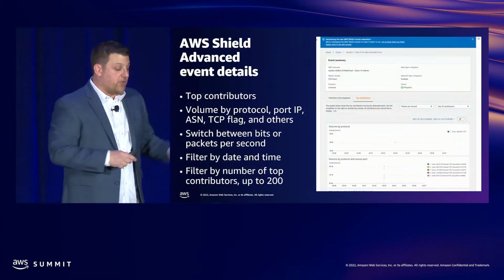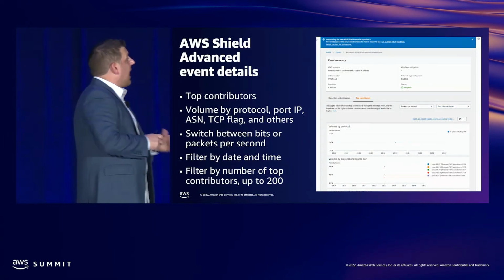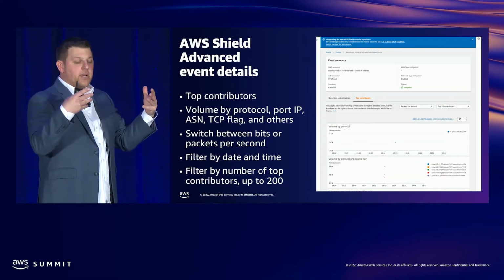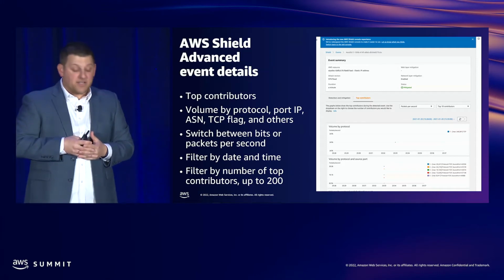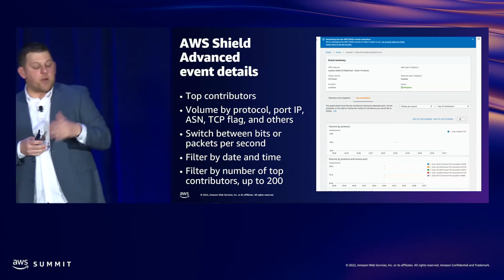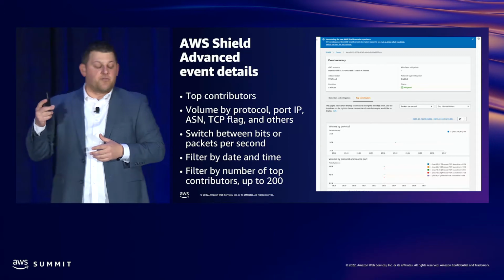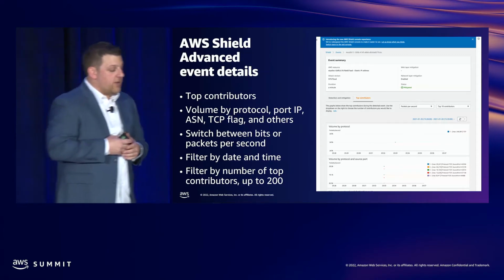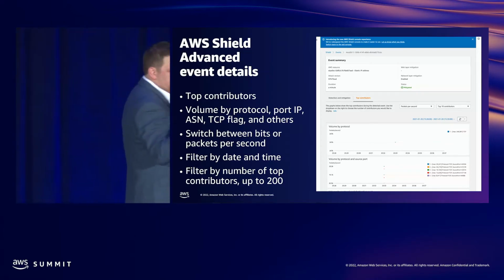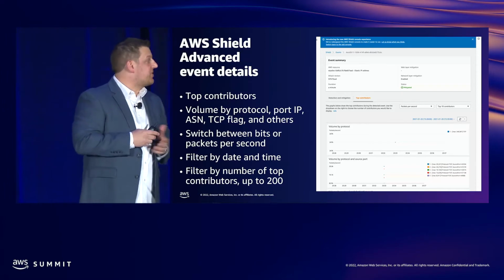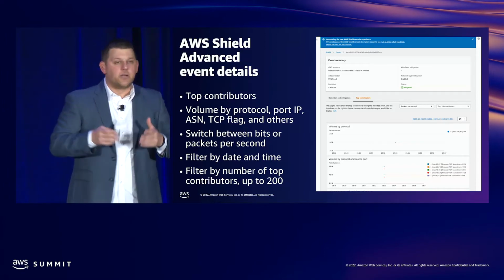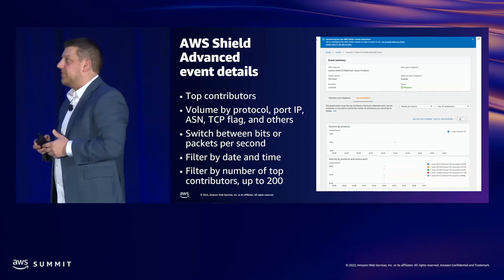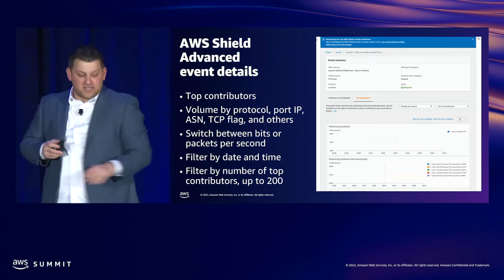Then if you go to the next tab over, you'll have your top contributors that were a part of that event. You get details like the volume by protocol, what kind of port and IP, and you can switch between bits and packets per second. So more detail on what is going on in your environment. And again, this is Shield Advanced and not Shield Standard.